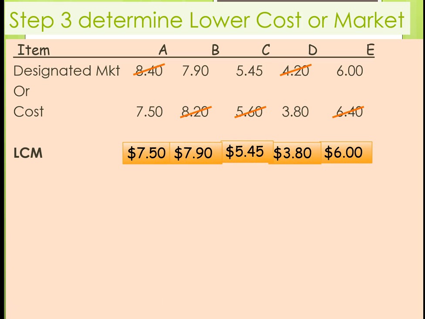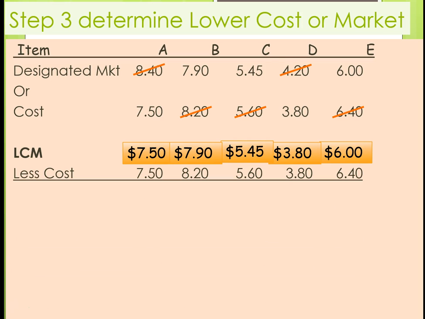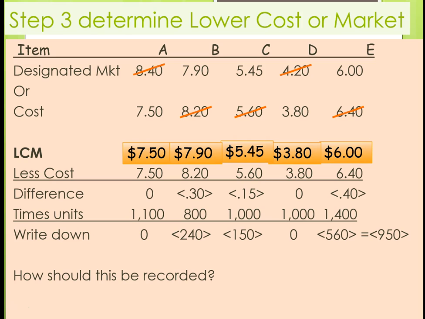Now we're going to take that and subtract our cost. And now we're going to get the amount that we have to write down the individual items. We're going to take it times the units, and we're going to total that up, and it tells us we're going to have to write $950 off.